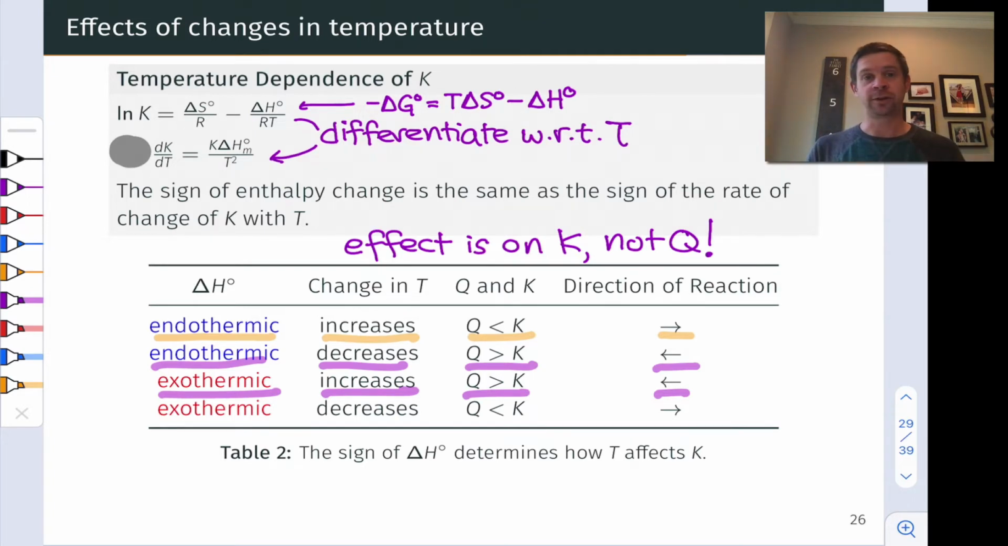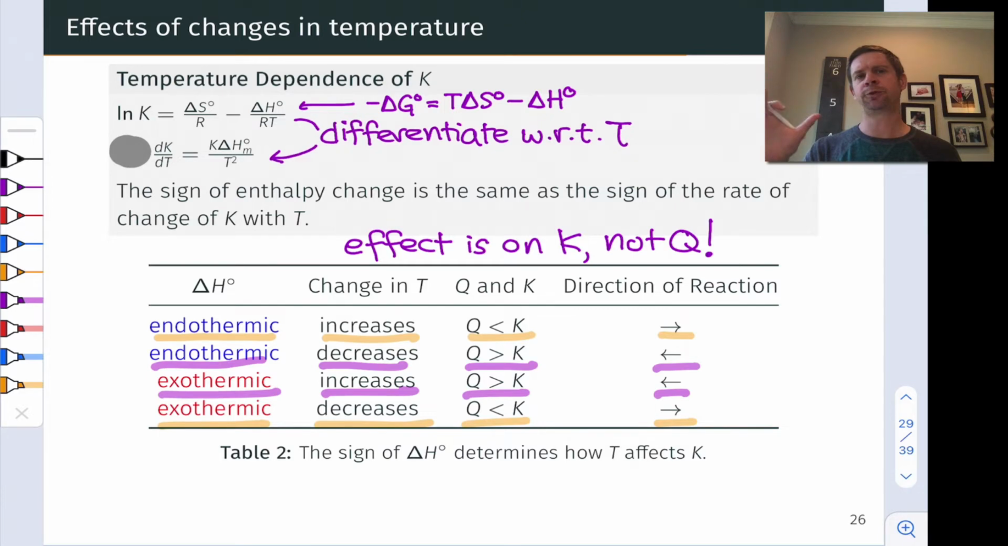And finally, of course, the opposite is going to happen for an exothermic reaction when the temperature decreases. In that case, K will become greater than Q, and the reaction must run in the forward direction to restore equilibrium, generating products and consuming reactants.